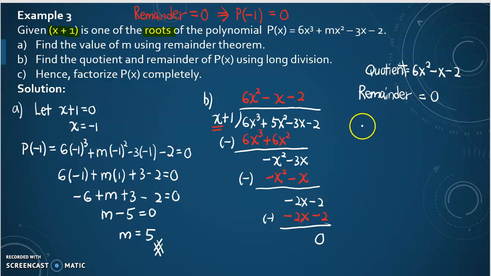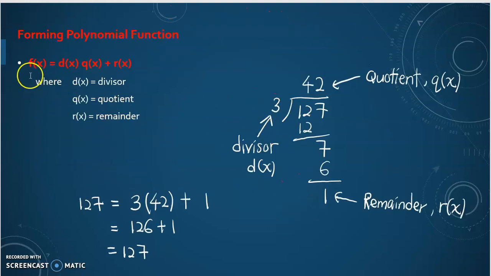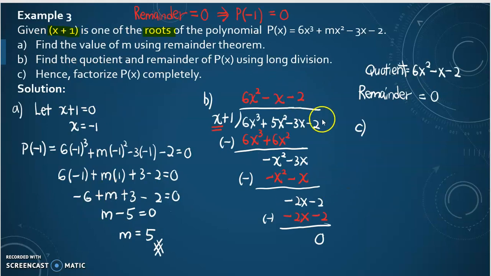So now we come to question C. Factorize p(x) completely. If you still remember, f(x) can be formed by the divisor d(x) multiplied by the quotient plus the remainder. So we are using this to factorize the function completely. So now we come back here. p(x) can be formed by multiplying the divisor with the quotient plus the remainder.